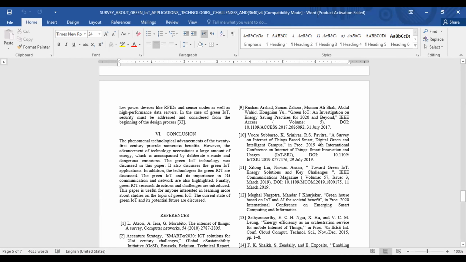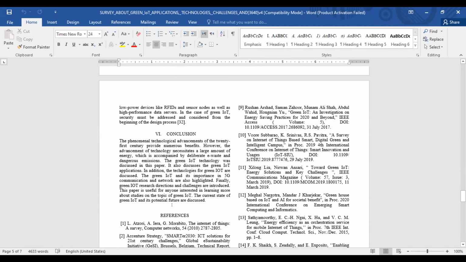The phenomenal technological advancement of the 21st century provides numerous benefits. However, the advancement of technology necessitates a large amount of energy, which is accompanied by deliberate electronic waste and dangerous emissions. Green IoT technology was discussed in this paper. It also discussed green IoT applications. In addition, the technologies for green IoT are discussed. The green IoT and its importance in 5G communication and network are also highlighted.